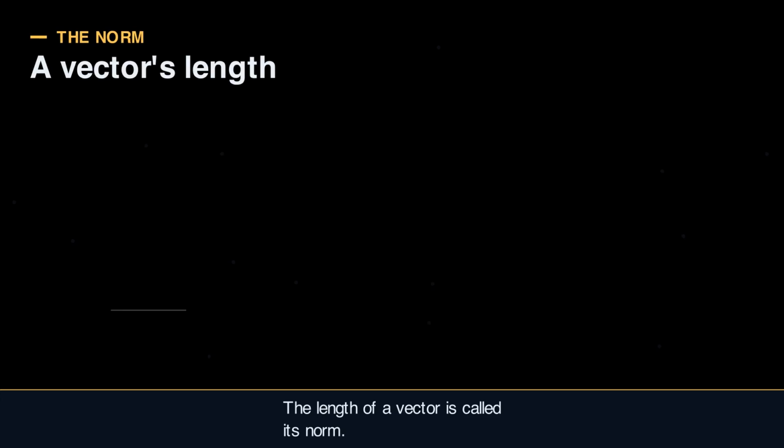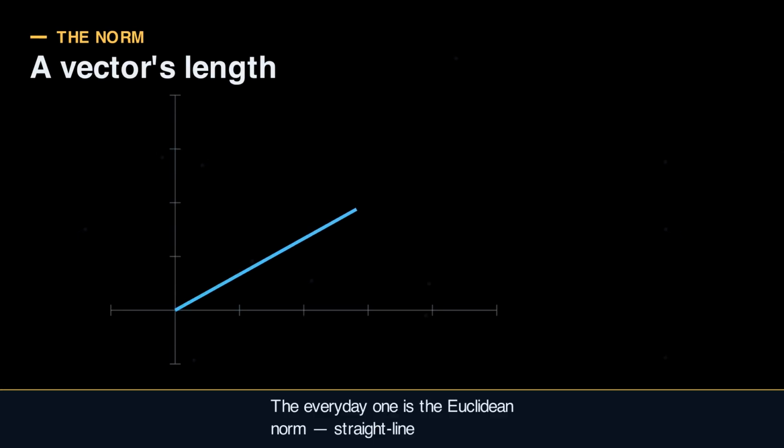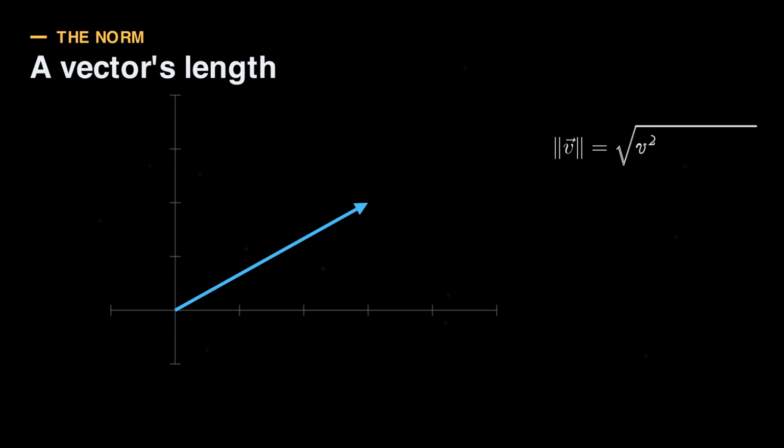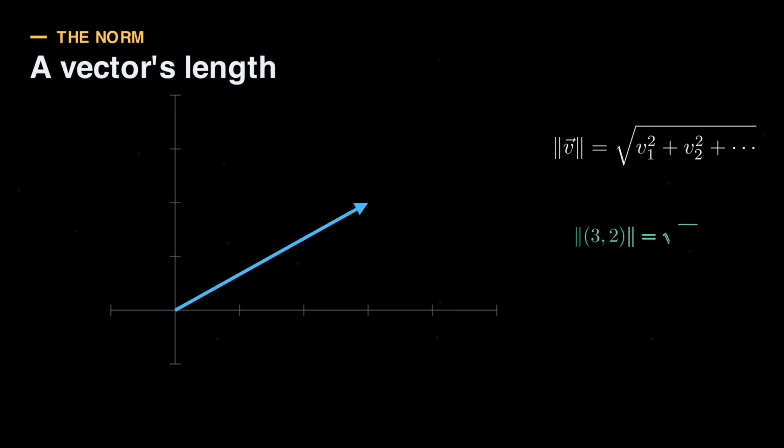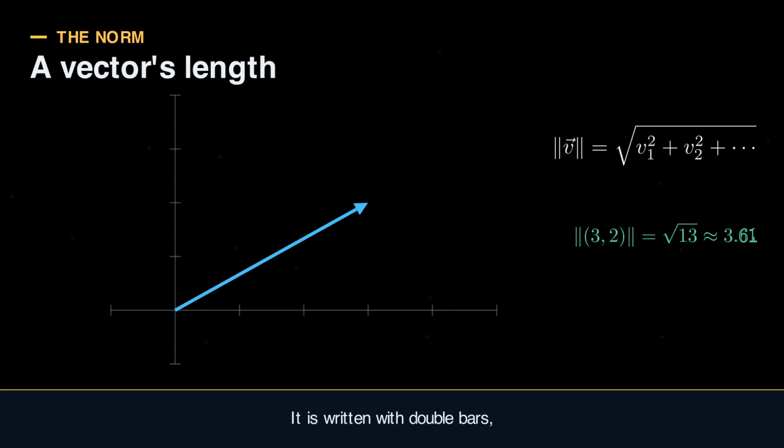The length of a vector is called its norm. The everyday one is the Euclidean norm, straight line distance, straight from Pythagoras. For a vector, it is the square root of the sum of its squared components. It is written with double bars and it answers, how long is this arrow?